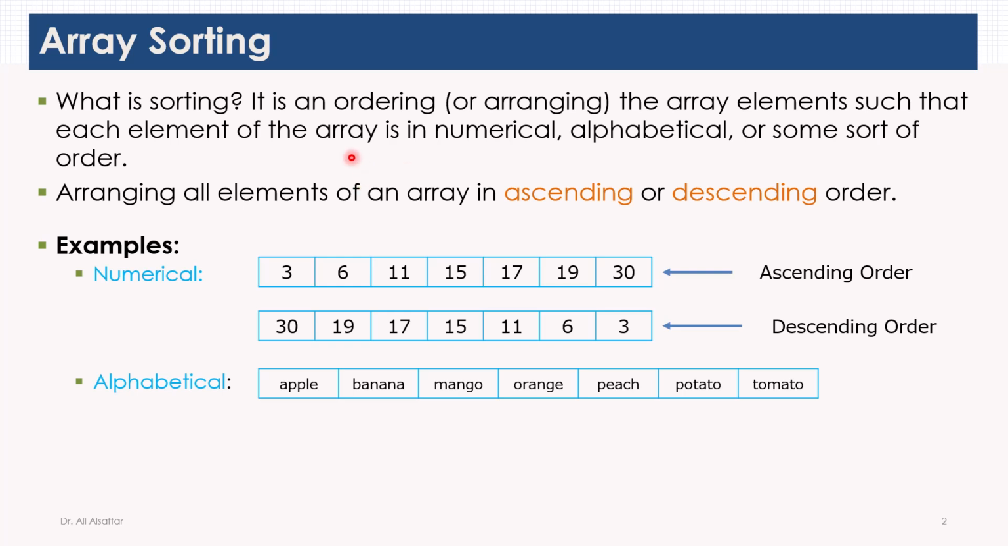We've mentioned in the beginning that sorting is arranging each element of the array either in a numerical order or alphabetical order or some sort of other order. So what is the other sort of order?